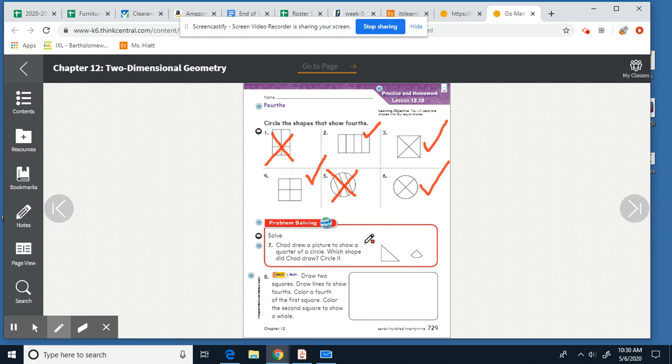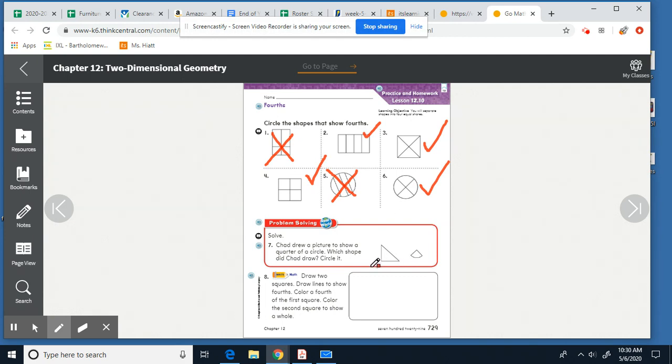All right, Chad drew a picture to show a quarter of a circle. Which shape did Chad draw? Think about it. Yeah, it's got to be this one, right? Because this piece looks like a fourth of a circle. This piece looks like part of a rectangle or a square, right?